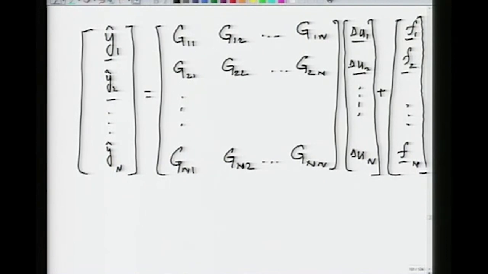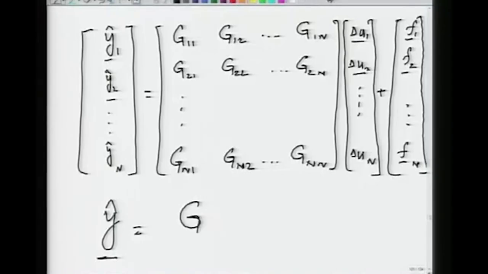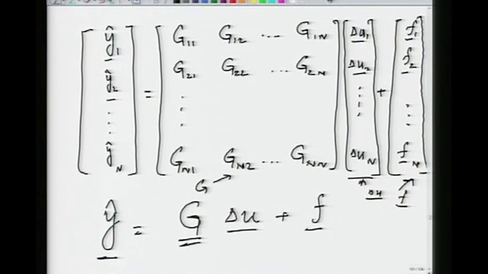For this multivariable system, I again find, if I call this vector y hat, it is equal to the G, this whole big matrix, which is the multivariable dynamic matrix, big G, times delta U, plus F. If I call this F, if I call this delta U, and if I call this G the matrix, and this Y the prediction, notice I had a very similar equation for a SISO system.